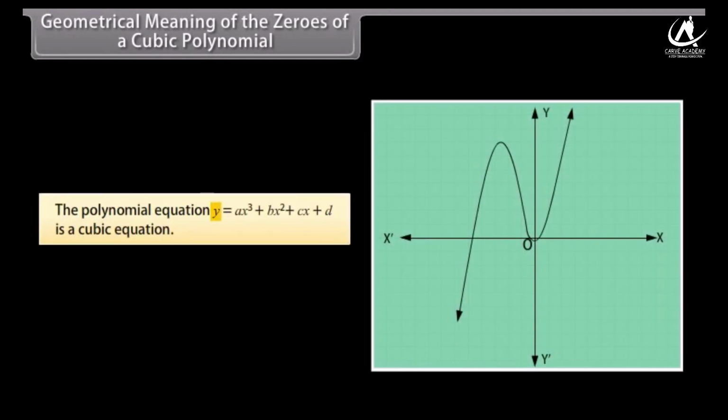Geometrical meaning of the zeros of a cubic polynomial. The polynomial equation y is equal to ax cube plus bx square plus cx plus d is a cubic equation. This is the shape of the graph for a cubic polynomial.